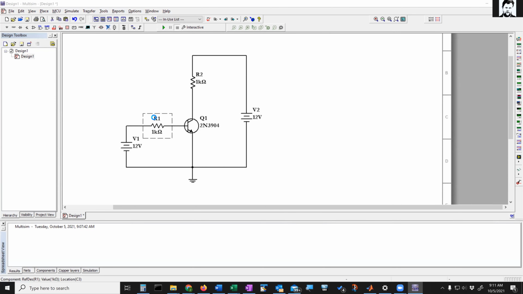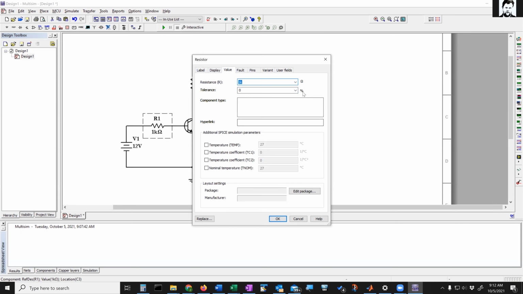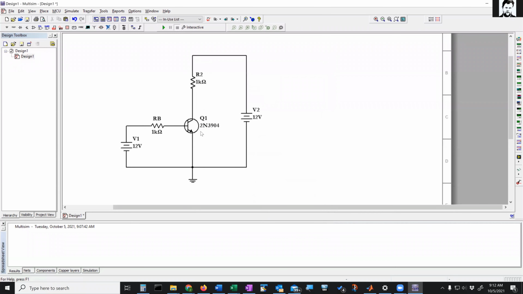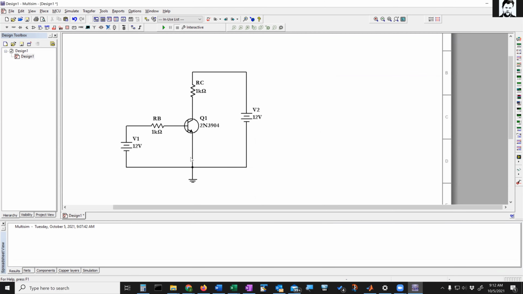Okay, so we can call this resistor RB. I want to make it a little clearer, so instead of R1, I can change the name to RB. You can just double click on it and then go to the label tab here. Usually it defaults to the value tab when you double click on a component, because usually you're changing values. But if you go over to the label tab, you can change what's called the reference designator, and that just means the name for that component. So that's RB, and then this would typically be called RC for the collector. Okay, so that's my simple circuit here.